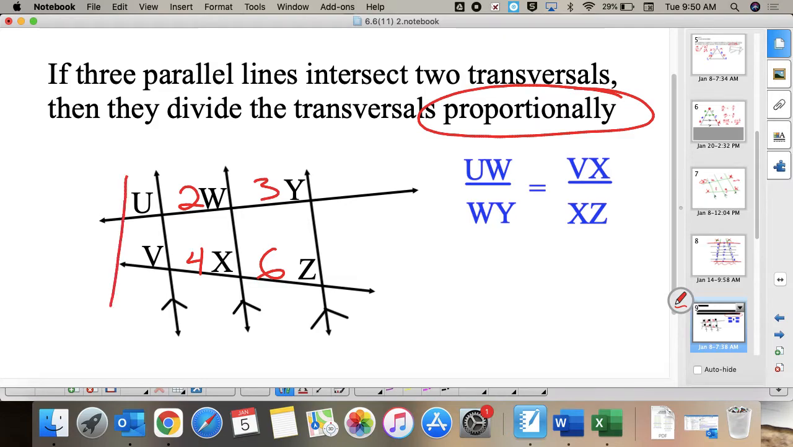Notice once again, we're not coming out here or out here. We are looking at these segments between your parallel lines. That's what we have to work with.